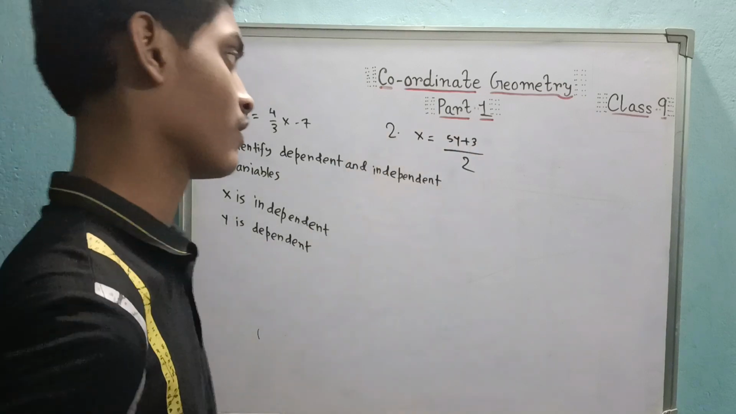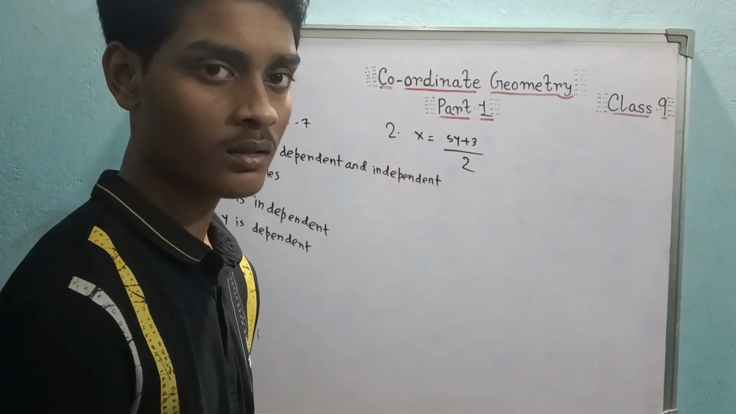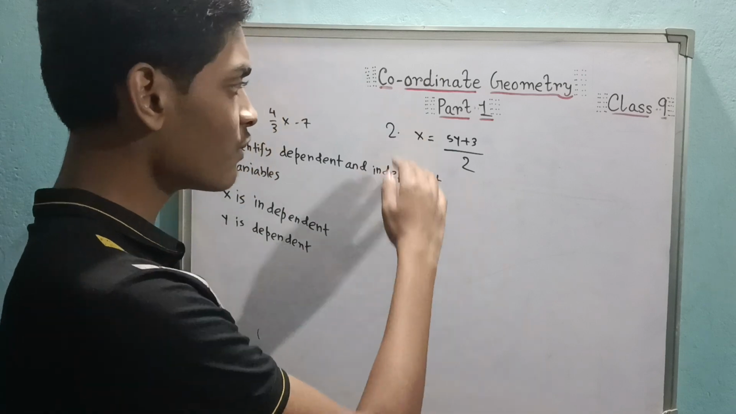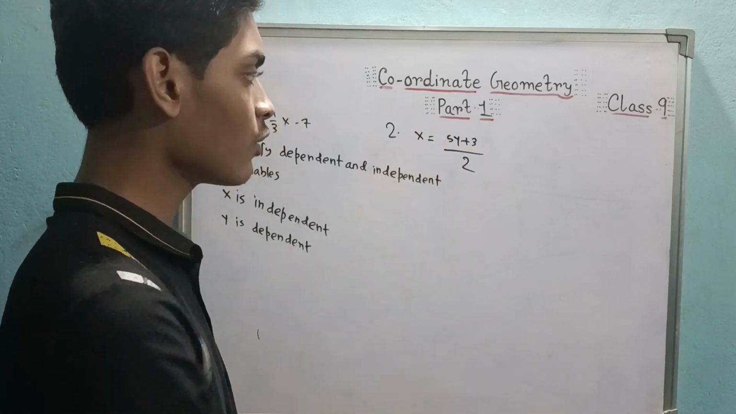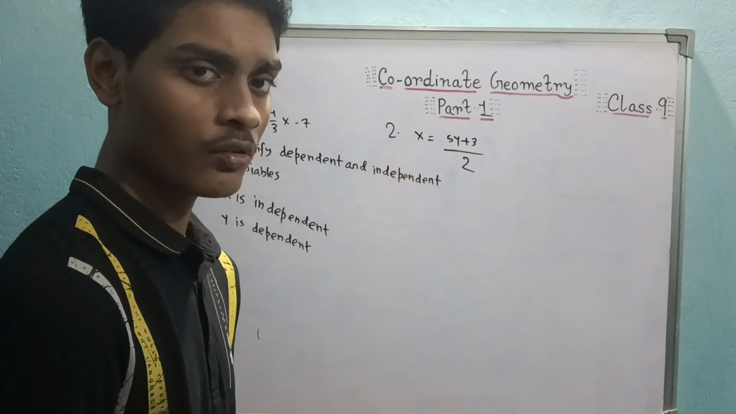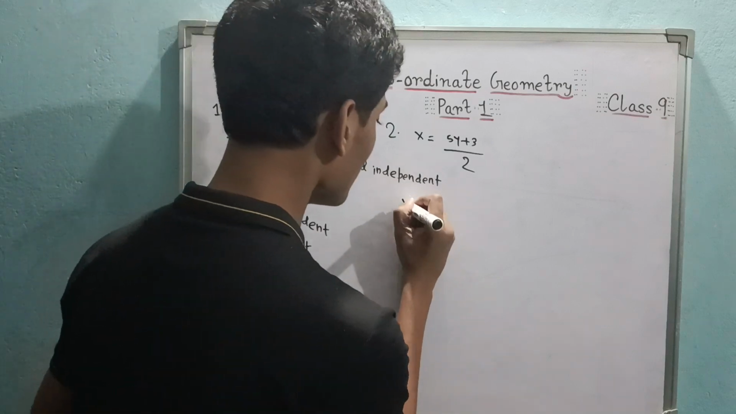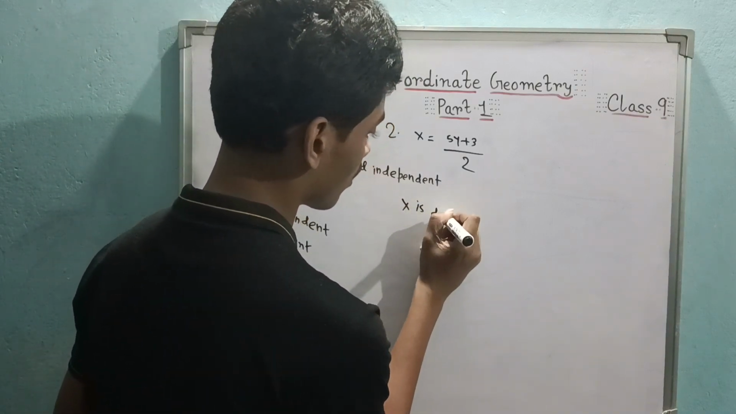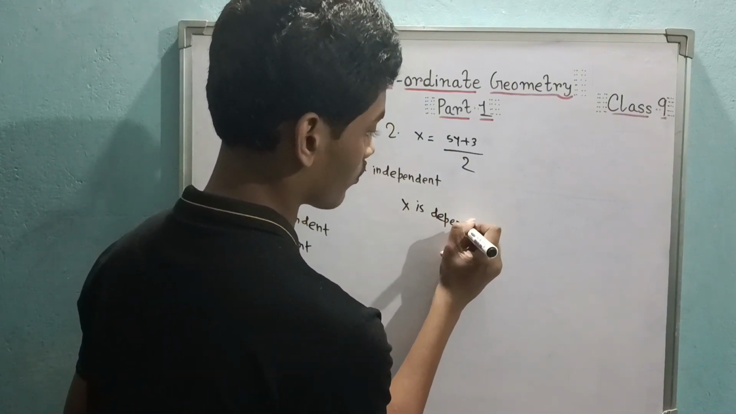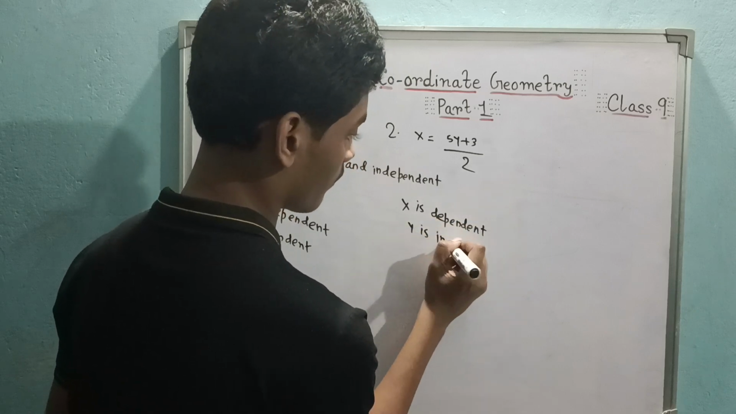x equal to this. So x is depending on the value of y. Right? x will change if y changes. x will increase if y increases. x will decrease if y decreases. So x is depending on y's operation. That is, x is dependent and y is independent, obviously.